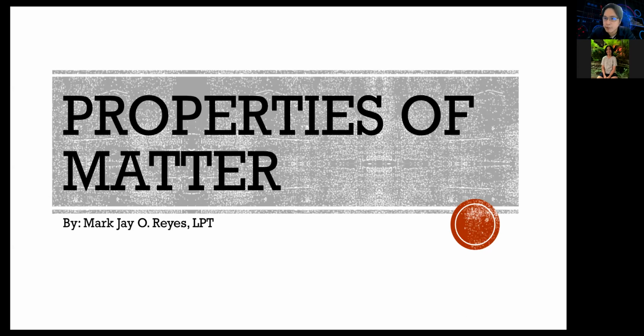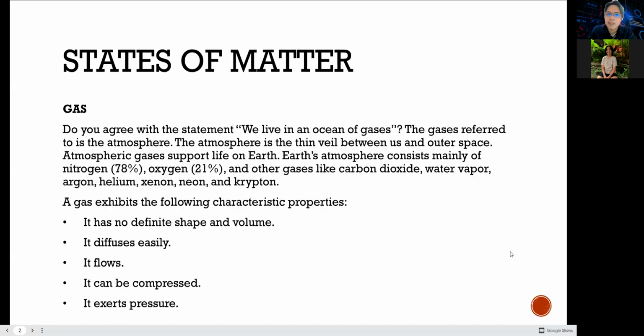Right? Let's move forward. I can only see 2 students here, Victor Gabriel and Greg Ramirez. States of matter. We have solid, liquid, gas. Let's start with gas. Do you agree with the statement, we live in an ocean of gases? The gases are referred to as the atmosphere. The atmosphere is a thin veil between us and the outer space.